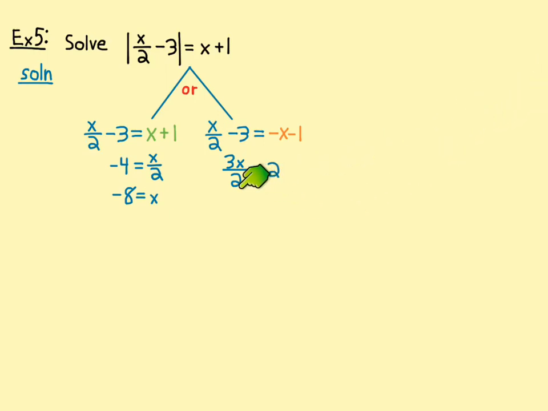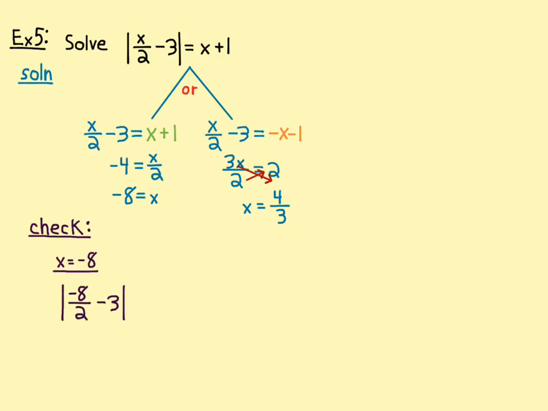Or you can cross multiply, 4/3. Same thing, right? Now you check your answer. So I'm going to check x equals minus 8 first. I plug it in the original equation up here. So I get negative 8 over 2 minus 3. And I'm going to see if that equals this. So that equals absolute value of negative 4 minus 3. Absolute value of negative 7, which is 7.